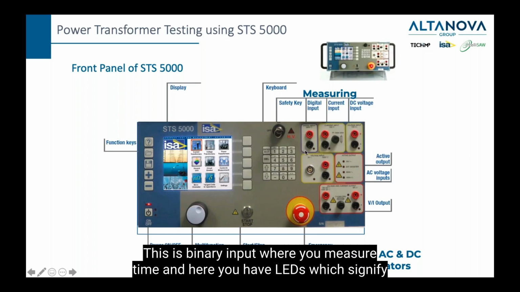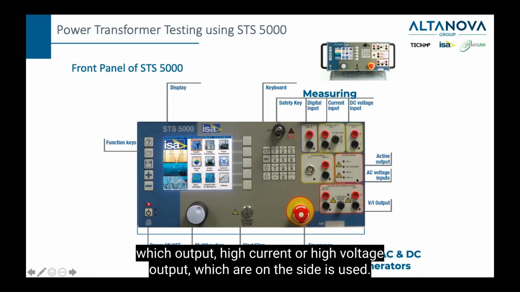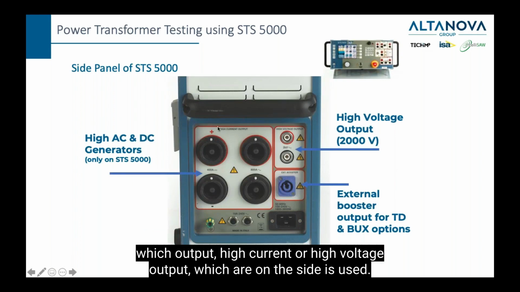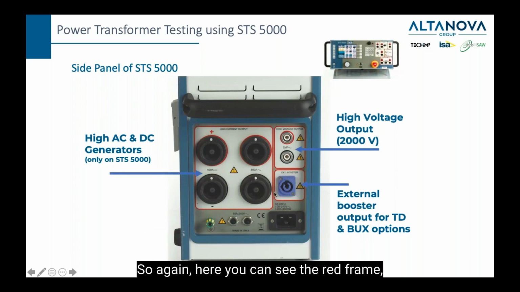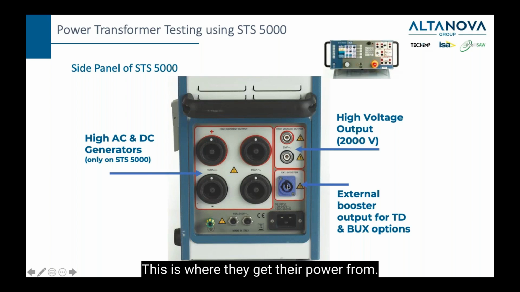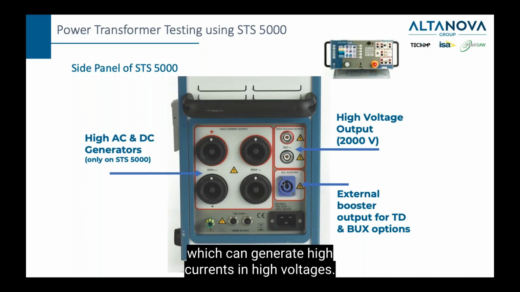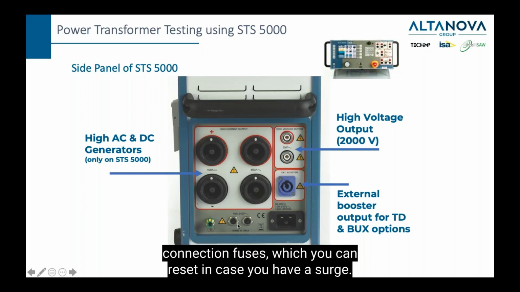This is binary input, where you measure time, and here you have LEDs which signify which output, high current or high voltage output, which are on the side, is used. So again, here you can see red frame, which means generation, red frame, generation, and here is where you connect some accessories. This is where they get their power from. So for example, TD or BUX. So this would be your side of the panel, which can generate high currents and high voltages. You also have very important ground connection, fuses, which you can reset in case you have a surge.